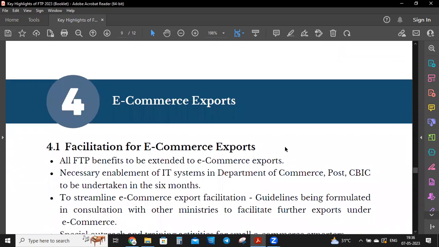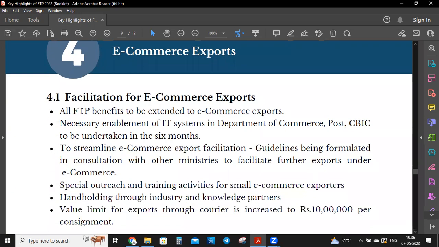Fourth is e-commerce export. Facilitation of e-commerce export. All FTP benefits to be extended to e-commerce export. Necessary enablement of IT system in Department of Commerce post CVIC to be undertaken in 6 months. To streamline e-commerce export facilitation, guidelines are being formulated in consultation with other ministries to facilitate further export under e-commerce. Special outreach and training activity for small e-commerce exporters. Hand holding through industry and knowledge partners.